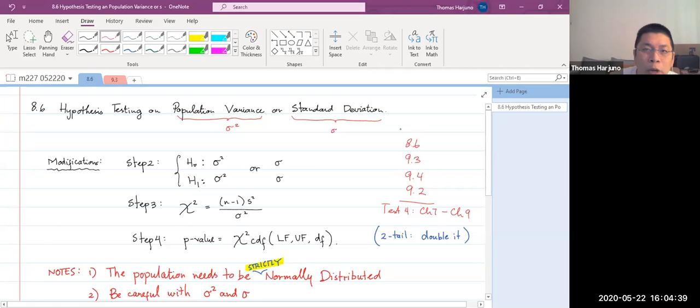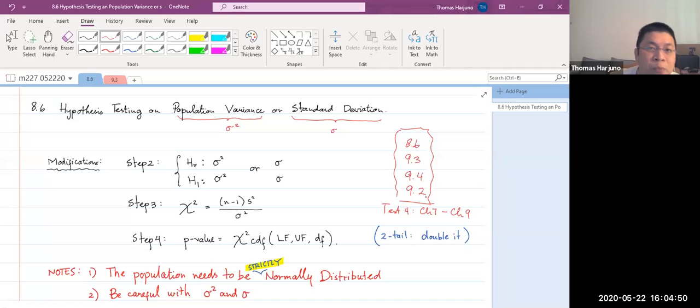Now, it seems like we cover 4 sections today, and that's a lot, but actually no, because we already have the framework that we get from hypothesis testing that we learned last week. Okay, now you will see that what we do here from now on is just modification to those 6 steps that we have. And most of the time, the modification will be on step 2, 3, 4.